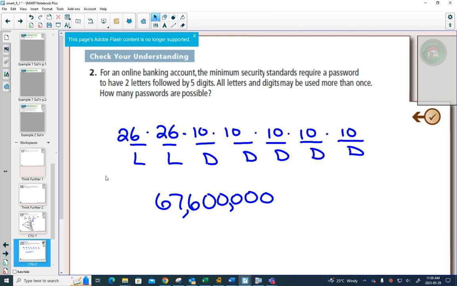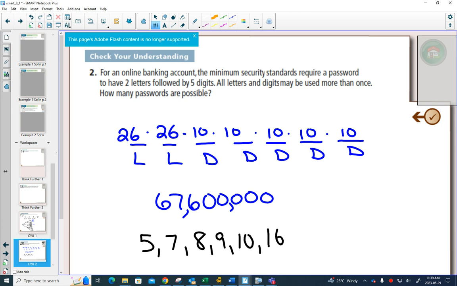Okay, so questions to do for this one: 5, 7, 8, 9, 10, and 16.